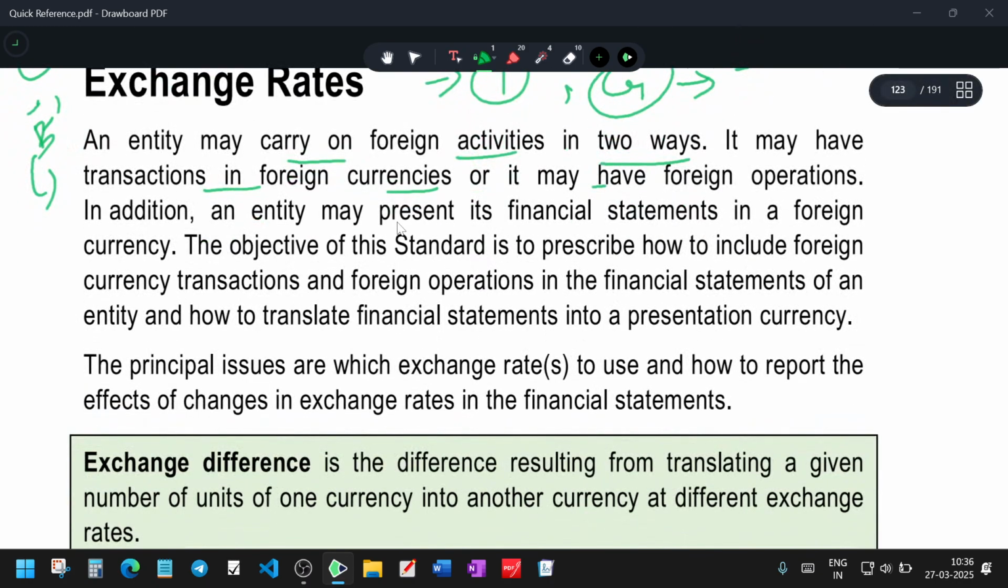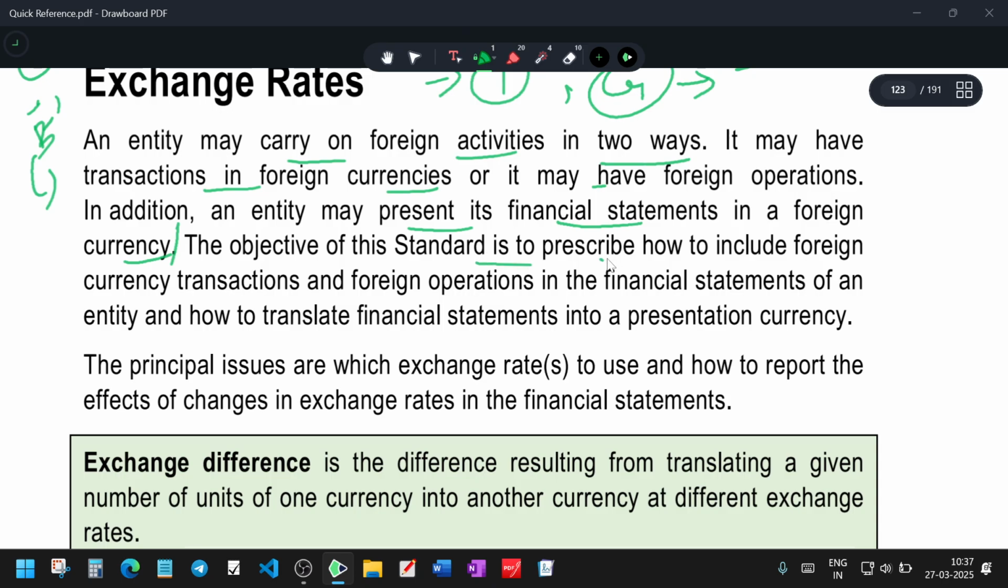In addition, an entity may present its financial statements in a foreign currency. Sometimes the company holding, we may have most of the holding in a foreign country itself. Due to that, we may need to present the financial statements in the foreign currency, USD or euro, and it may become mandatory. So in that case, we need to prepare the balance sheet in that foreign currency itself.